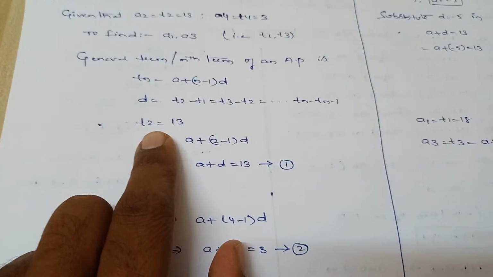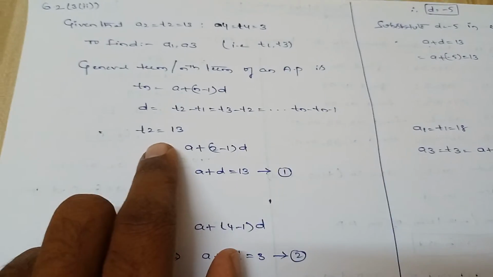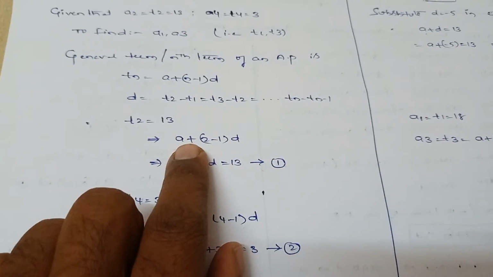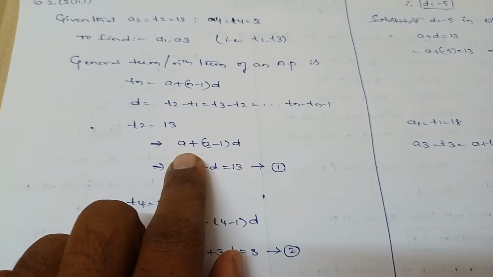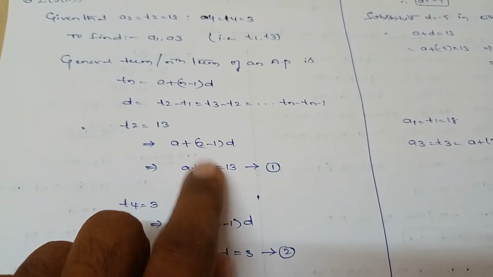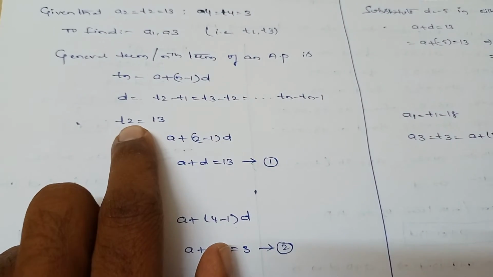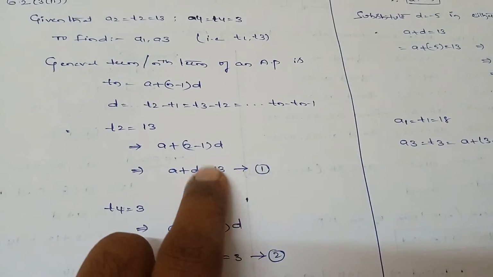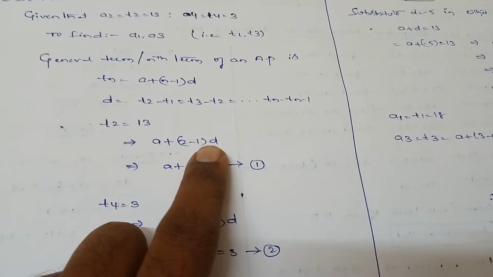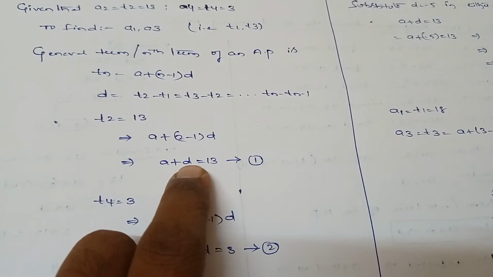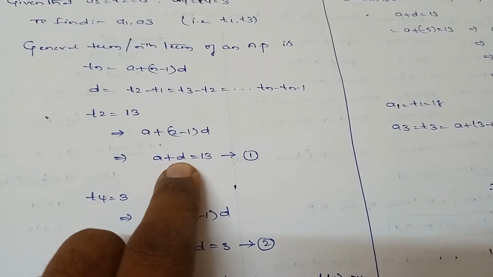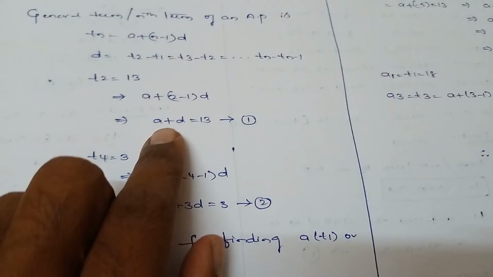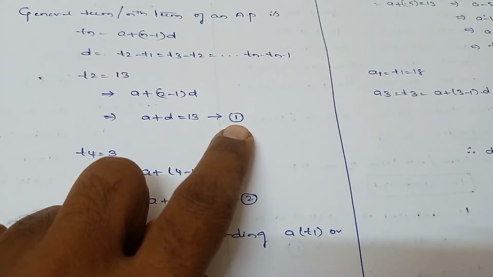First write down T2 is given as 13, right? So substitute whatever the available values in the given formula. A plus n minus 1 into D. Take that formula. A we don't know, that is first term, where n value is given as second term, okay? Tn, so n value is given as 2, so 2 minus 1 into D, value also we don't know. So A plus 2 minus 1, 1 into D. So A plus D is nothing but 13 because T2 is given as 13, right? So A plus D equal to 13, keep it as equation 1.